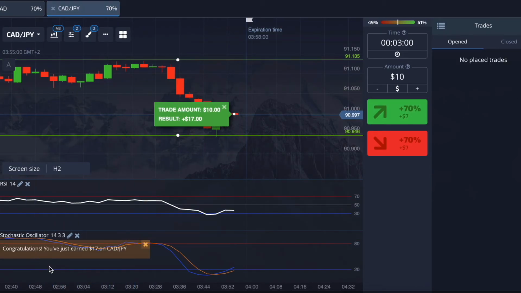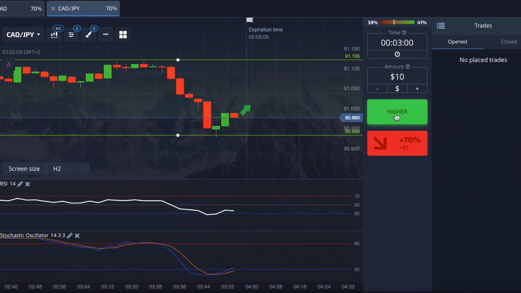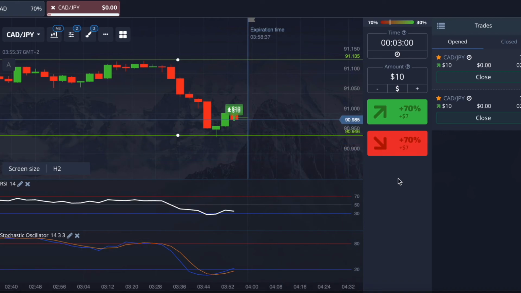Look at the bottom left over here. Congratulations, right? You've earned $17 on CAD JPY. So what is it letting us know? We won our $10 wager and our $7 profit. That's $17. So we are getting a little red candle. This is perfect. We want it to come down just a little bit more, and we're going to take another buying position on this trade, okay? It looks like it might leave us, so let's get in. All right, we want the market to come down just a little bit more.